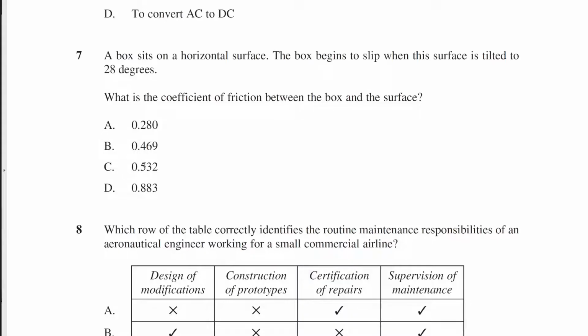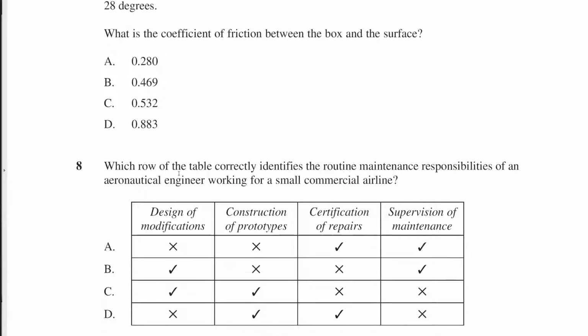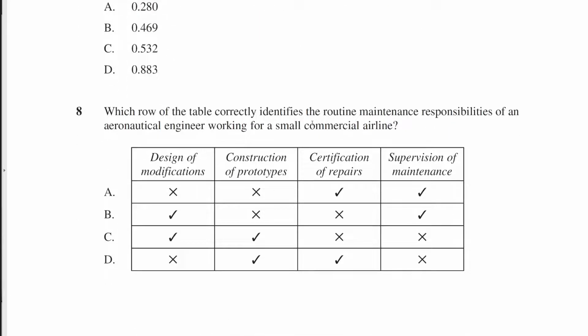7 is C, and most people got that. Okay, so next one we have is which table shows routine maintenance. If we were using CUBE, we'd say this is identify, circling the word identify. Routine maintenance is in a commercial airline.